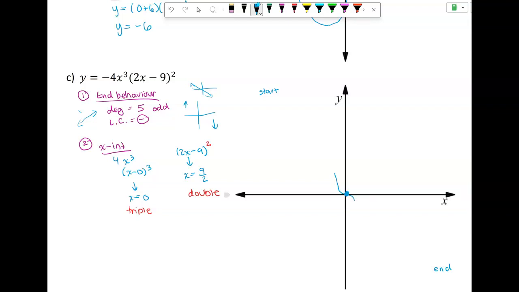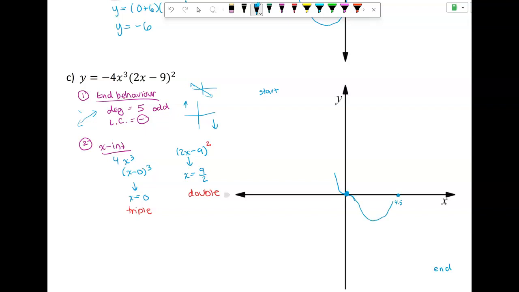Like a cubic because it's a triple 0. And then at 9/2, which is about 3 and a bit, 4.5, you're going to be somewhere here. This is going to be at 4.5 basically, and that is going to be a double. So if it goes this way, it's going to curve back up.